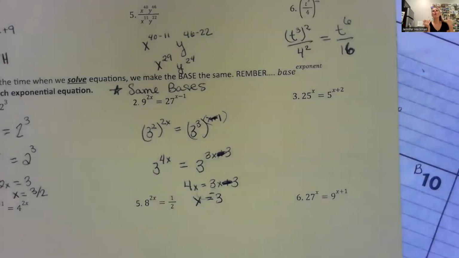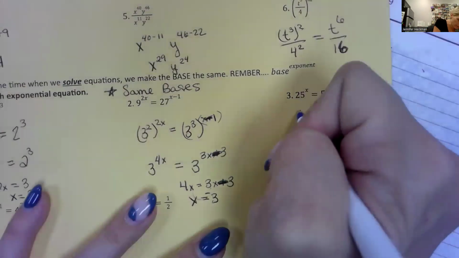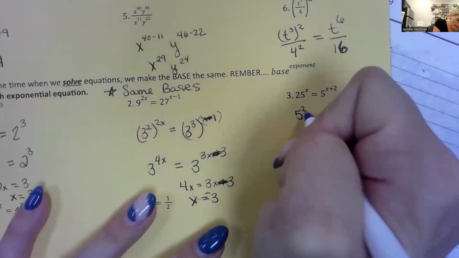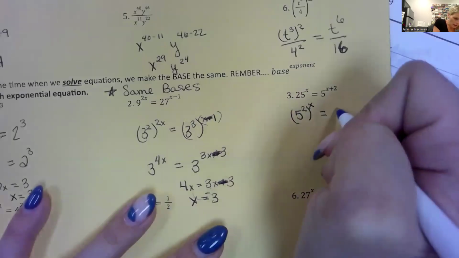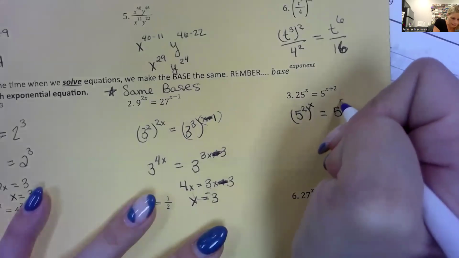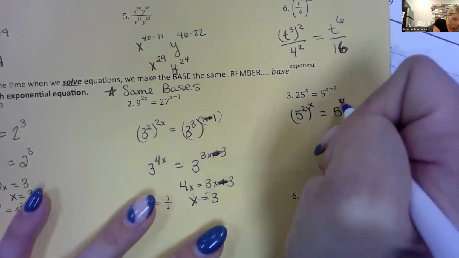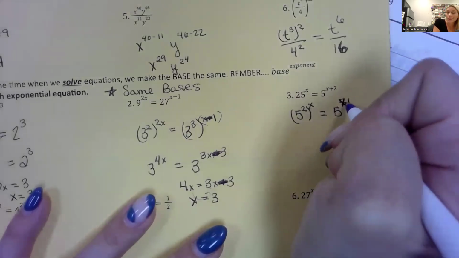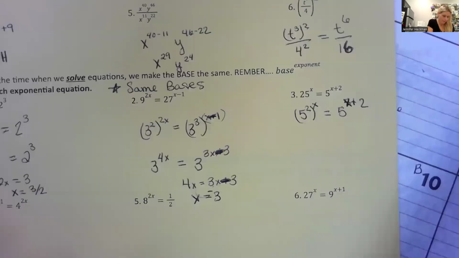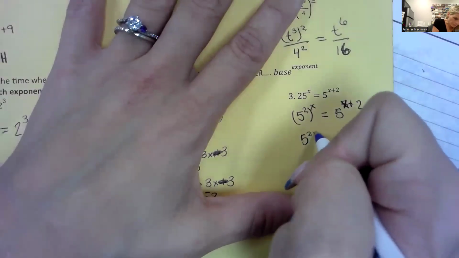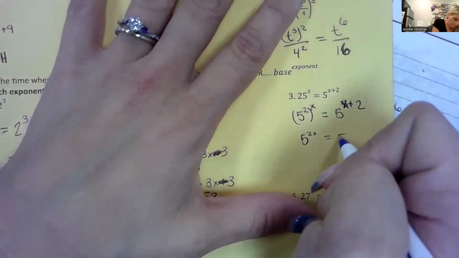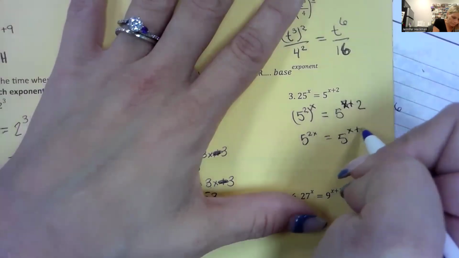Okay, so what number times itself would give me 25 and 5? Well, hopefully you were saying 5. 5 squared is the same thing as 25, and x was already there. And hey, we're already in 5s, so let's keep this as 5. By the way, that's why you should never do pen. Okay, so this becomes 5 to the 2x equals 5 to the x plus 2.